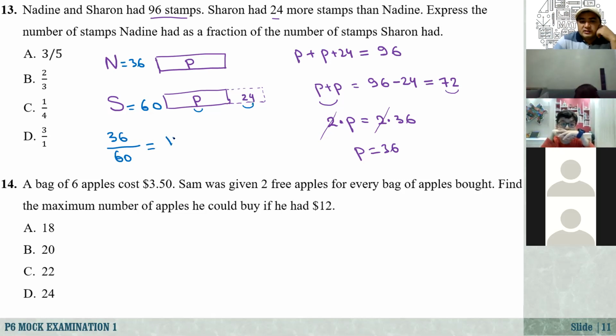Now here we have to simplify this. 36, we can write it as 12 times 3. And how about 60? 12 times 5, right? And so these things are gone. So that's equal to 3 over 5. It's A. So express the number of stems Nadine had as a fraction of the number of stems Sharon had. So that is 3 over 5.